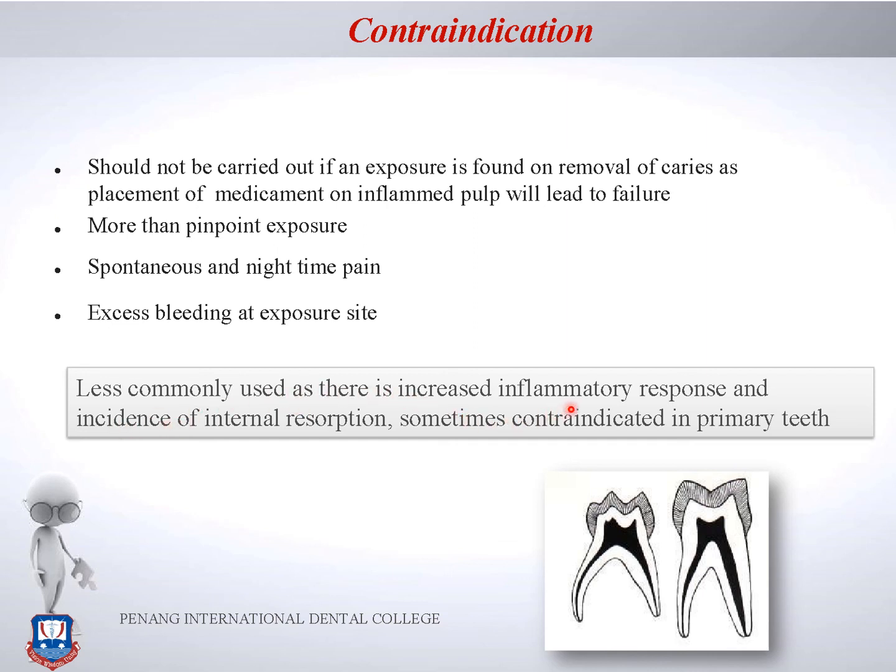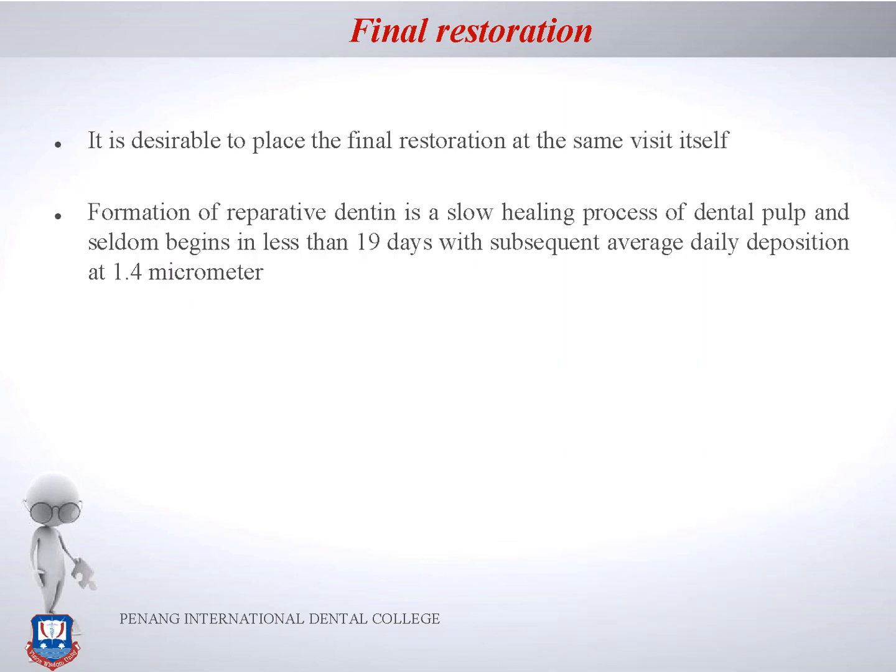Okay, now remember, direct pulp capping in primary teeth is less commonly used as there is an increased inflammatory response. Remember, we discussed the primary pulp has a high vascularity and the inflammatory response is very high, and there is a high incidence of internal resorption, and therefore it is sometimes contraindicated in primary teeth. So direct pulp capping, as a rule of thumb, is contraindicated in primary teeth.